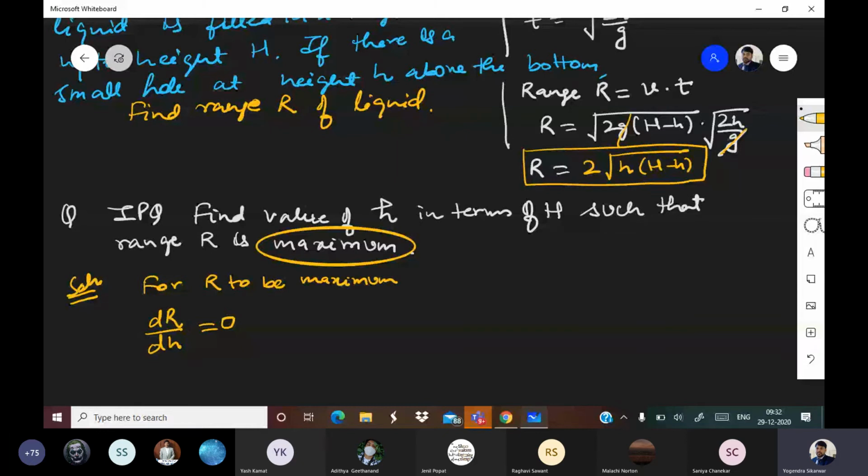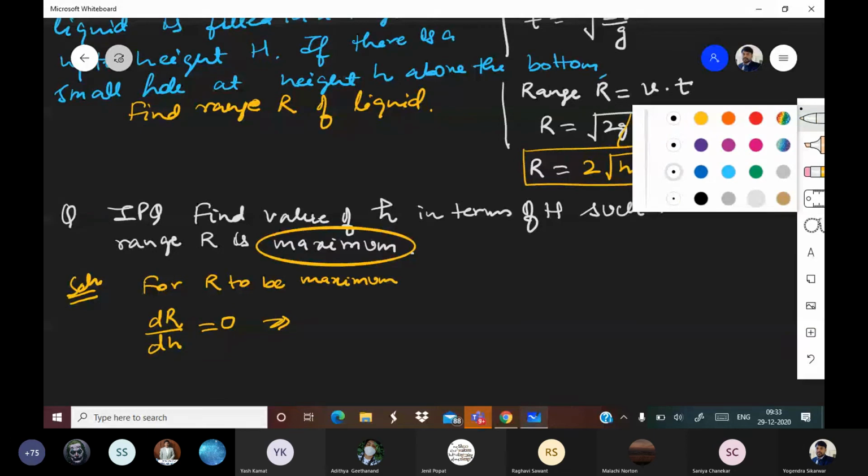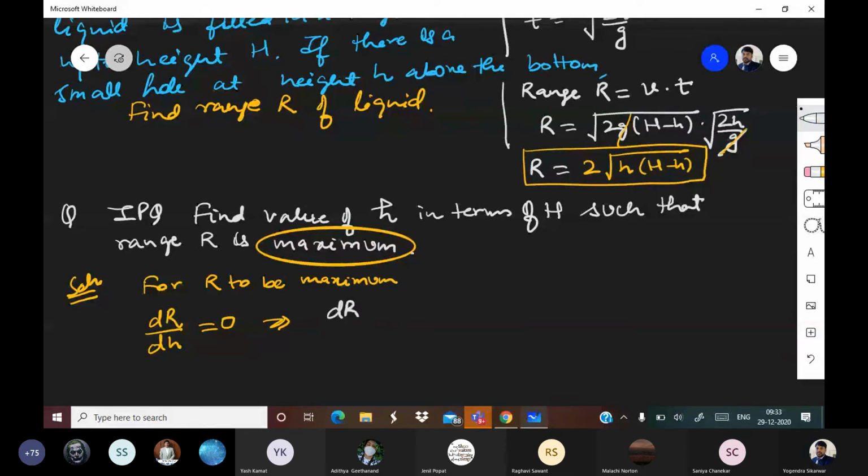Why are we differentiating with respect to small h? Because small h is variable. Small h is variable. Capital H is fixed. That is the height of liquid in the vessel. So what is changing? It is the placement of the hole that is changing, right? Okay. So let us find dR by dh first. Now you tell me, if R is maximum, R square will also be maximum, correct?